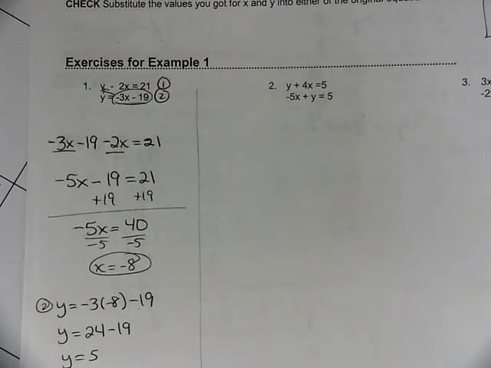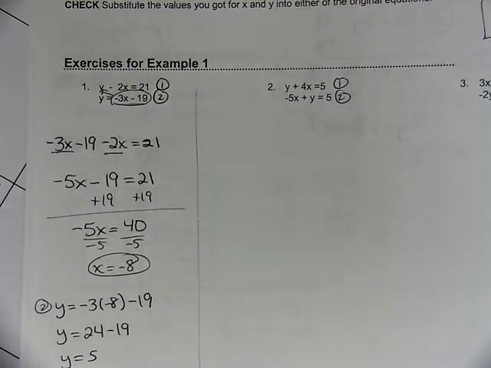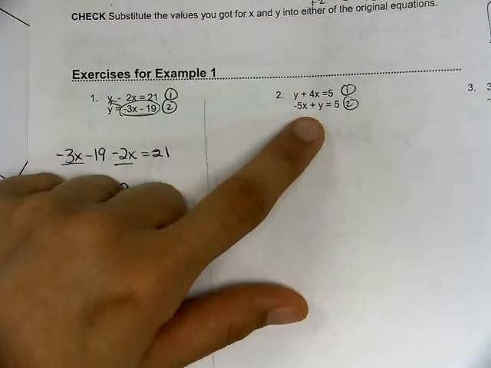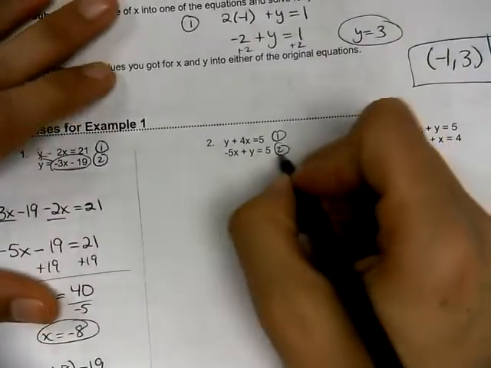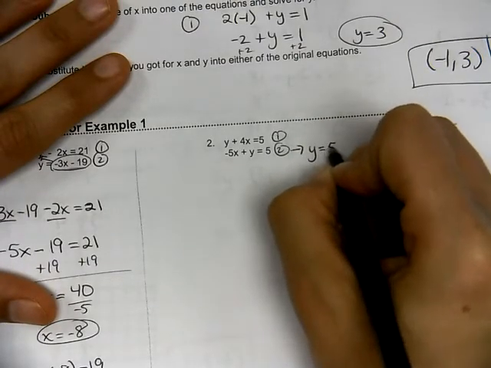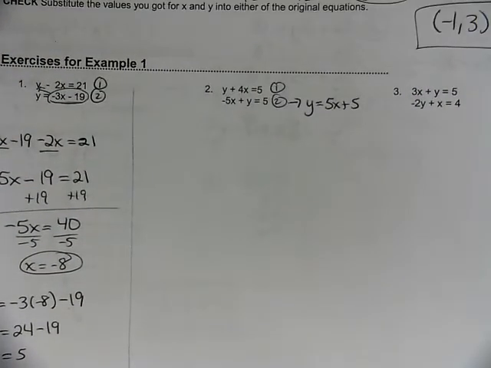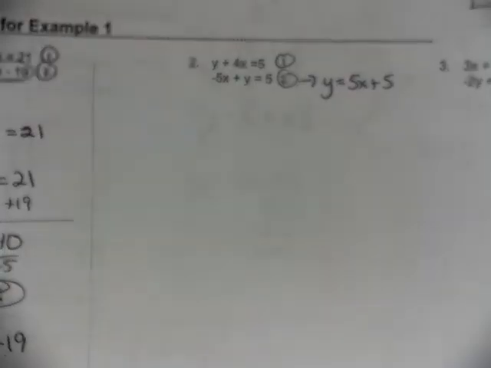Okay, now number 2. We have options, because both equation 1 and equation 2 have a y that's by itself. So which one do you want to rewrite, equation 1 or equation 2? You want to rewrite equation 2, so then you get positives. So equation 2 is going to become y equals 5x plus 5, because I just moved the negative 5x.